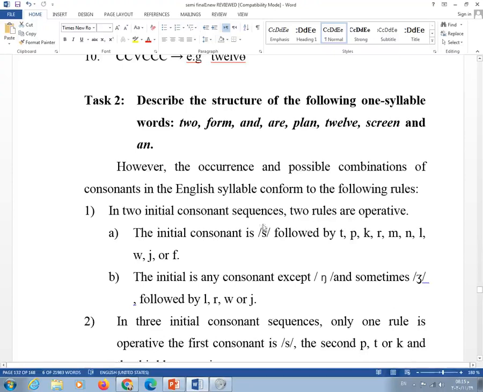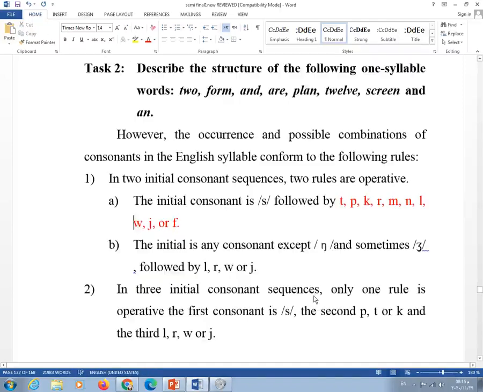When you have two initial consonants, we have two rules. Number one, the initial consonant is s followed by t, p, k, l, m, n, w, y, or f. So this is the first rule. Either you start with s, and if you start with s, the second consonant must be one of these sounds. Can you start a syllable with s plus g? No. Can you start a syllable with s plus b, plus d, plus v? No. Not acceptable. So if you start with s, the second consonant must be one of them, in case you have only two consonants in the onset. This is rule number one.